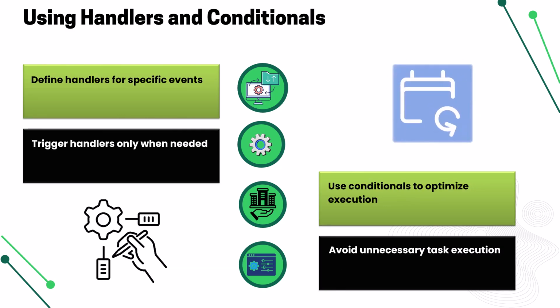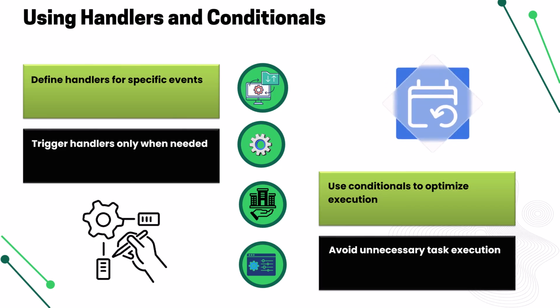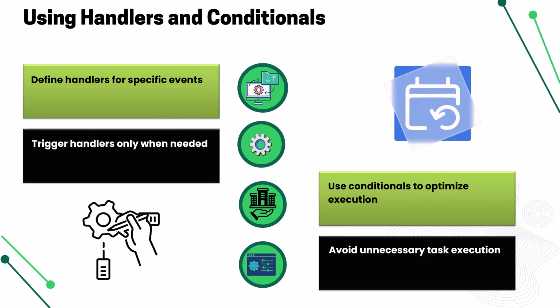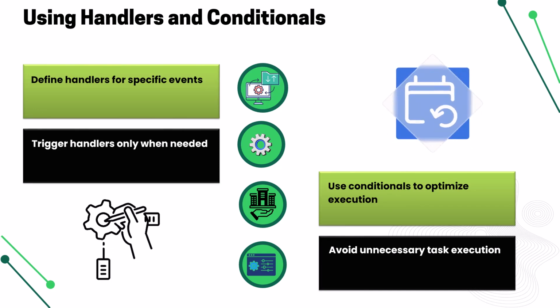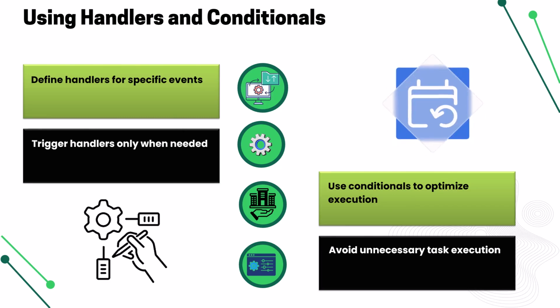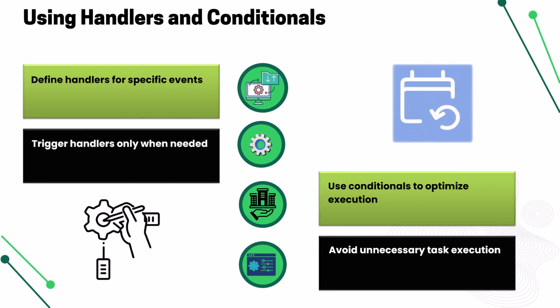Handlers and conditionals are like stage cues in a play. Things only happen when needed. Define handlers to respond to specific events. It's like programming a coffee machine to brew only when the button is pressed. Make sure they trigger correctly. You wouldn't want a door to open at random. Use conditionals wisely to streamline execution. Think of them as traffic lights keeping operations efficient. And avoid redundant tasks. Less clutter, more speed.